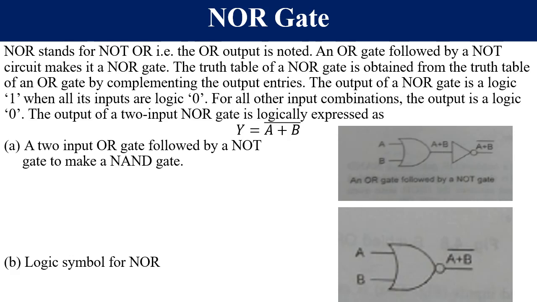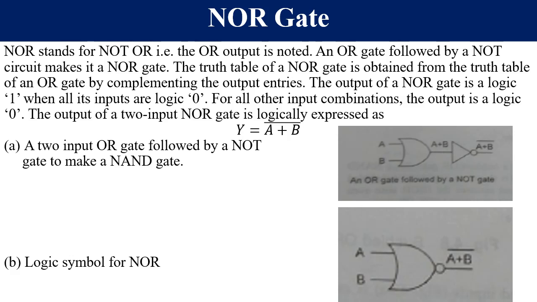Using a Boolean expression, Y is equal to A or B bar, or not A or B. A two-input OR gate followed by a NOT gate is shown. We have got an OR gate, and the output of an OR gate is A or B. Then the output of the OR gate is negated. We have included a NOT gate. So the output of a NOR gate is A or B bar.